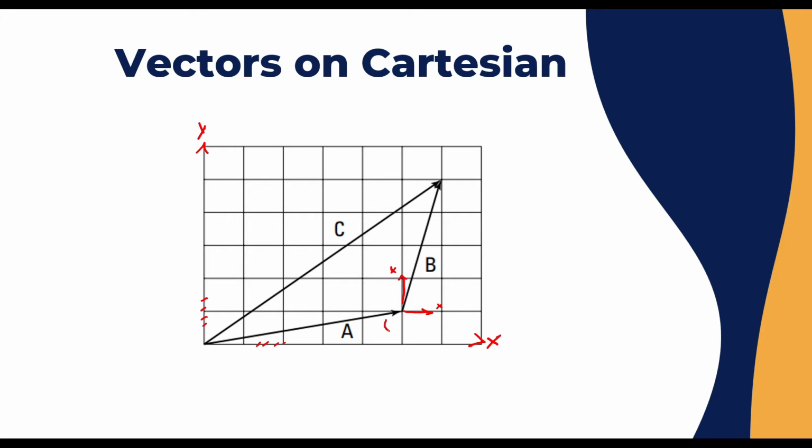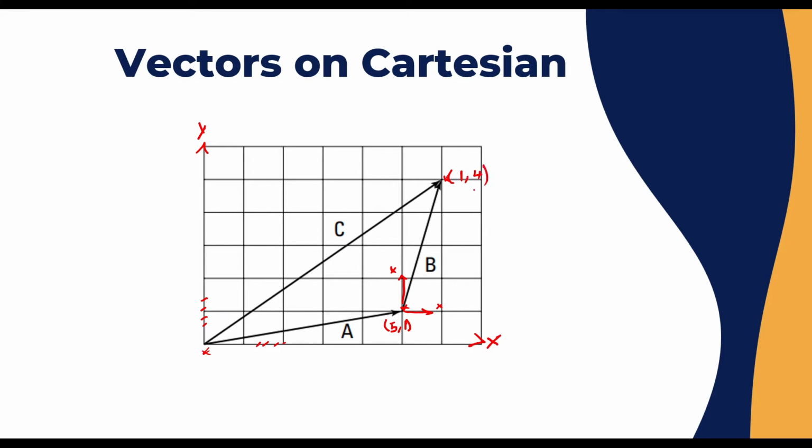So for A, at the head of A, on this x-axis from the origin over here, it moved 5 units, and it moved on the y-axis 1 unit. And for B, if we go over here, from its tail, it moved to the right on the x-axis 1 unit, and on the y-axis it moved 4 units.